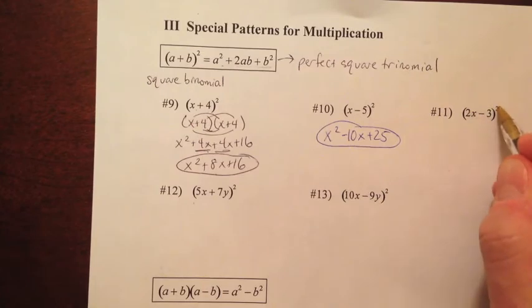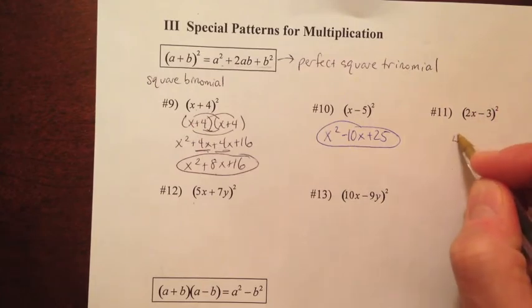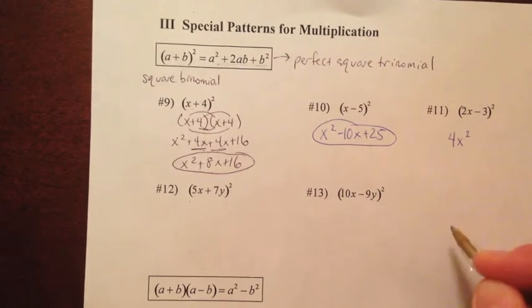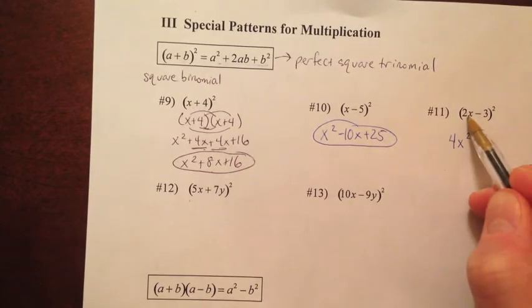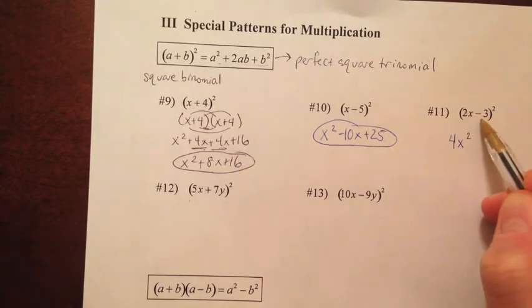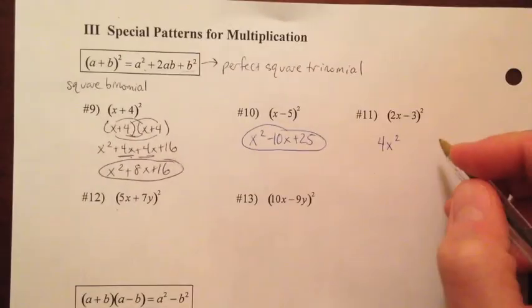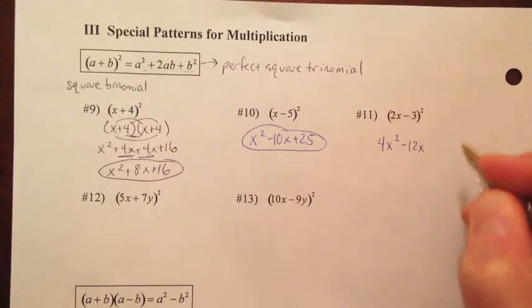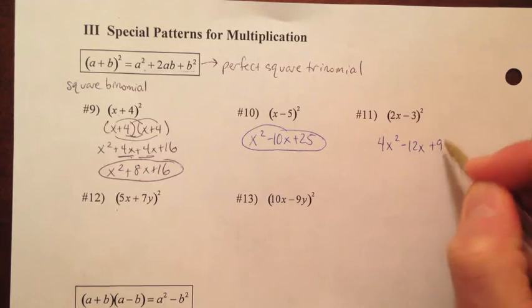Here, I'm going to square the first term. 2x squared is 4x to the second. The middle term is 2x times negative 3. That's negative 6x twice. So that's minus 12x. Negative 3 squared is positive 9.